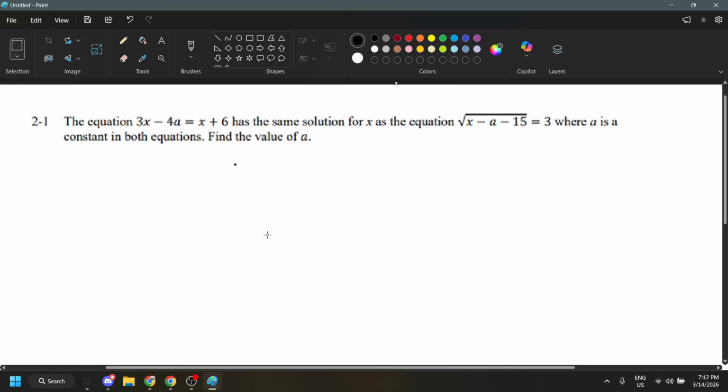Fantastic. Well, they equal the same. No. Oh, sorry, they have the same solution for x. I see. Okay. We're finding a. Can we simplify the first one? Yep. Okay, let's start with simplifying the first one. So subtract.